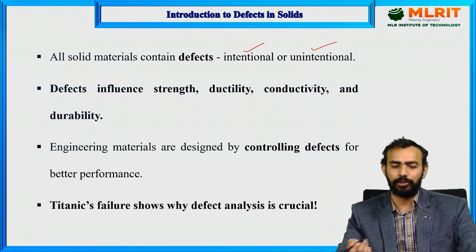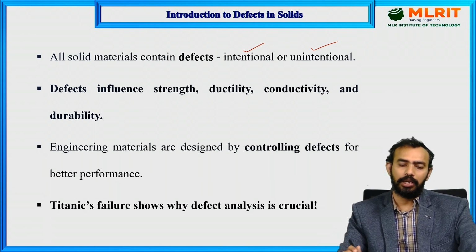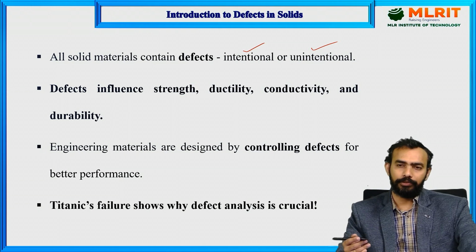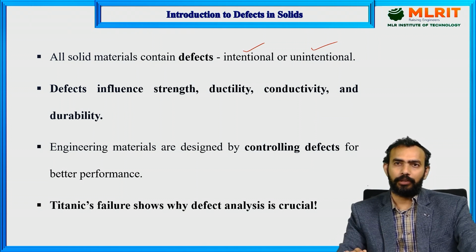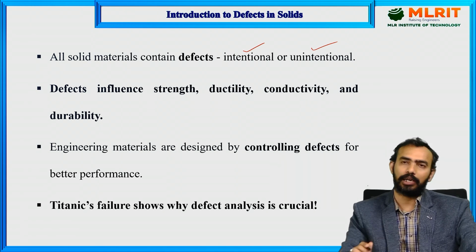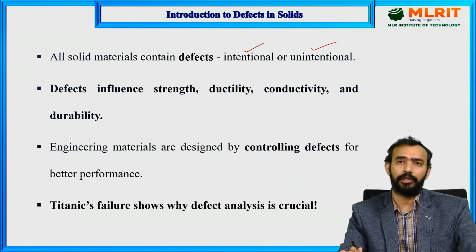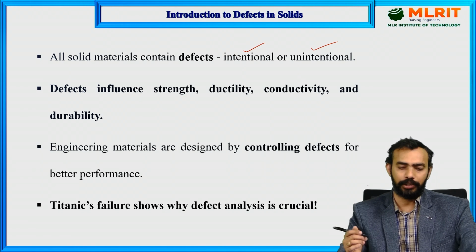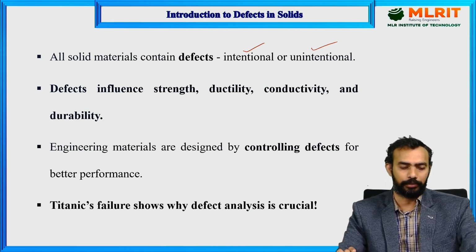We can call it a defect when, instead of a regular atom in a systematic arrangement, any deviation is identified in the material structure. Right, so all materials contain defects. It could be an intentional addition, or it could be unintentionally present or identified in the material.